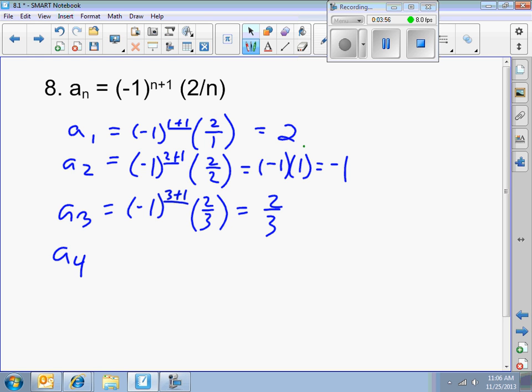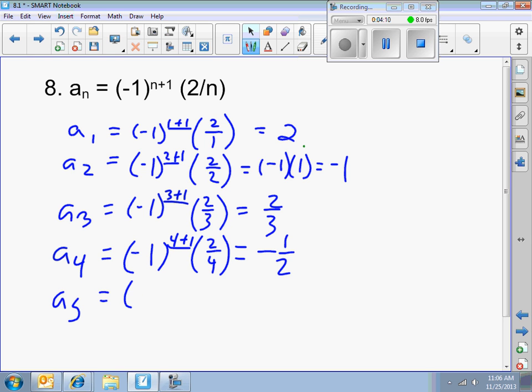And a sub 4 is equal to -1 to the 4 plus 1 over 2 over 4, which is negative because this is now odd. 2/4 is 1/2. And a sub 5 is -1 to the 5 plus 1, which is an even number, making it positive, over 2 over 5, so it's 2/5.